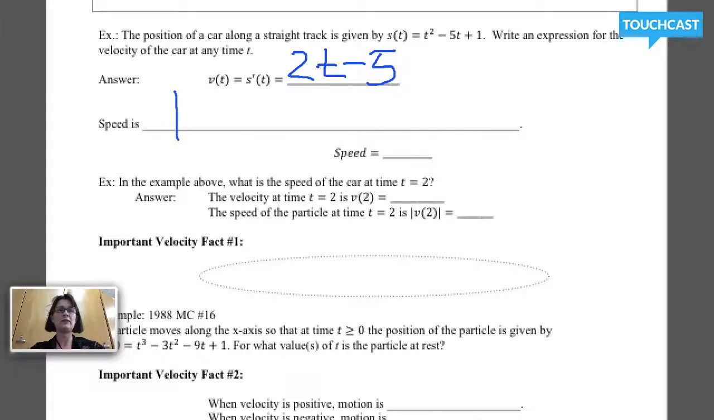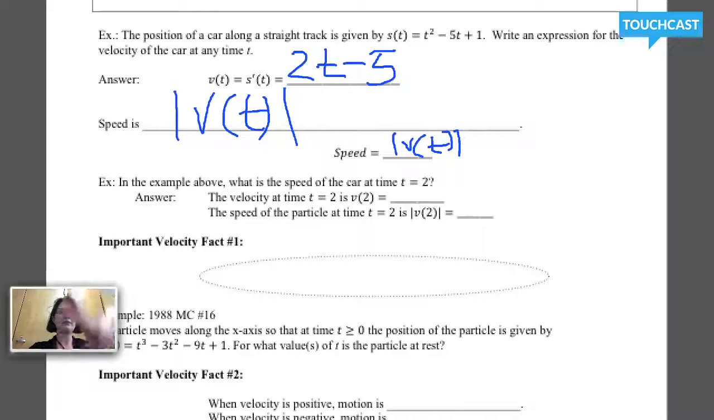Speed is the absolute value. Oops. I wrote it in symbols there, and I should have written it in words. Speed is the absolute value of velocity. Write that out in words, and then here in notation, the velocity, the v of t function, inside absolute value bars. So I can do this example now.